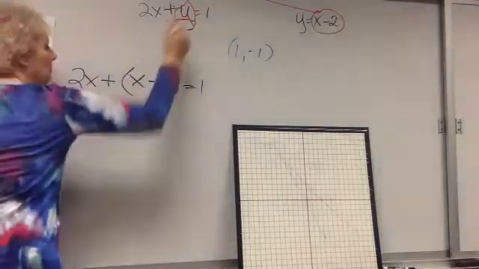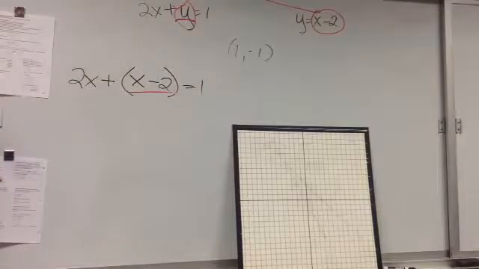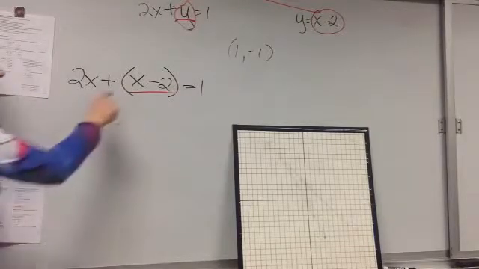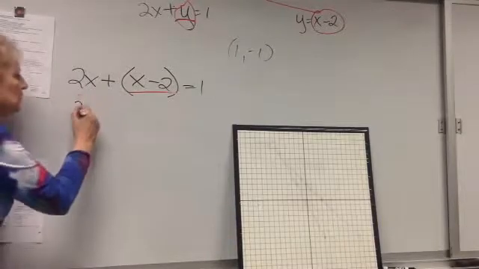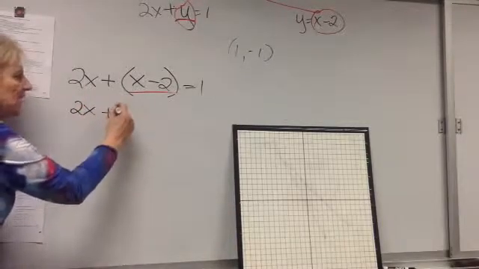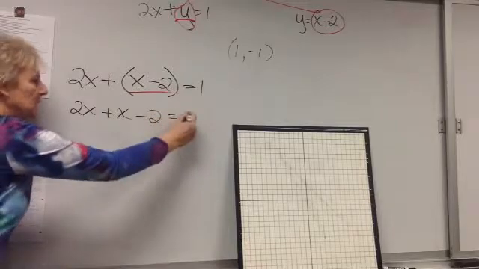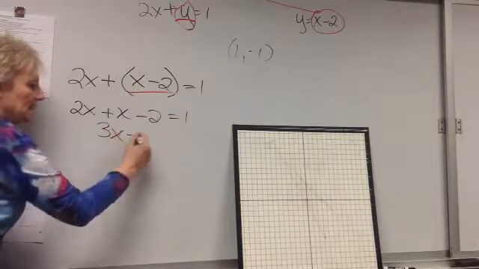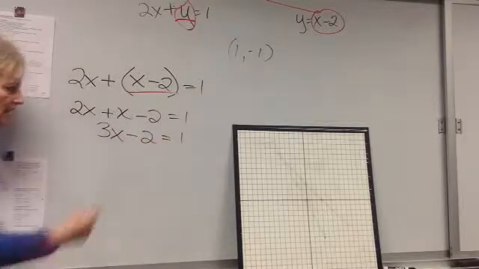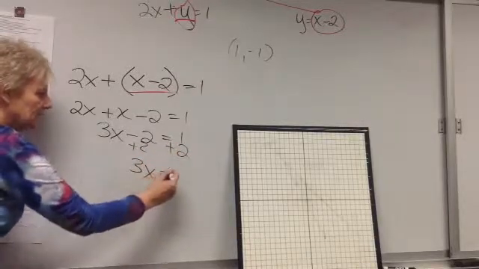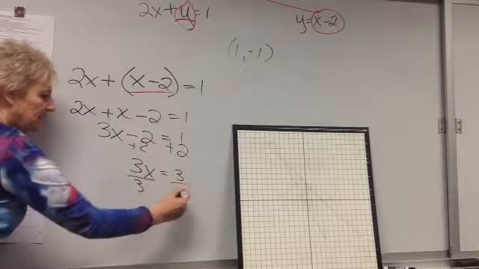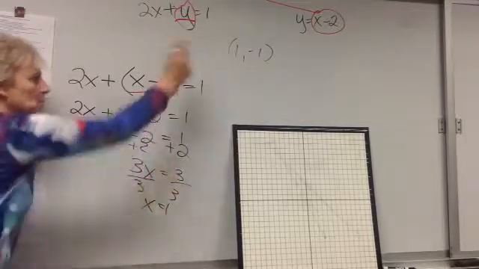All I did was sub. Now I'm going to solve for x. Since this is a plus, you can just dump the parentheses. 2x plus x minus 2 is 3x minus 2. Add 2, 3x is 3. Divide by 3. Boom, x is 1.